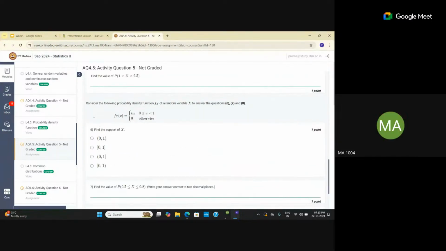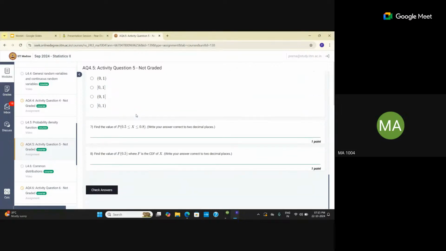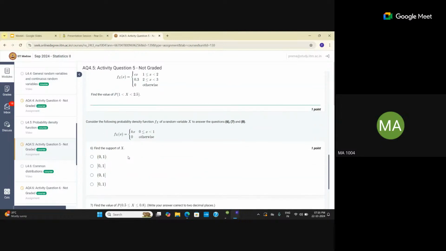The question given is: consider the following probability density function f(x) of a random variable x. So this is the PDF given to you. First of all, you need to calculate the value of k. Then in question number 8, find the value of CDF at point 0.5. CDF is the probability that x is less than or equal to 0.5, so you just need to integrate it from 0 to 0.5.